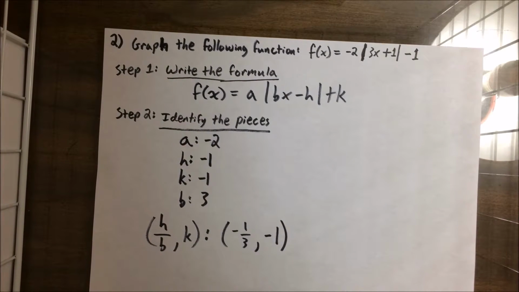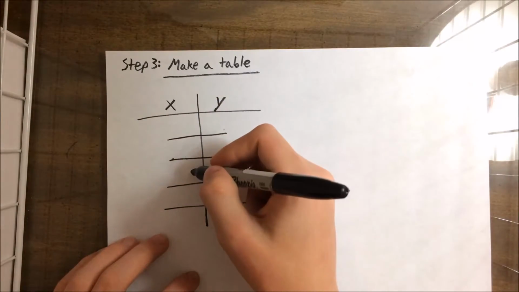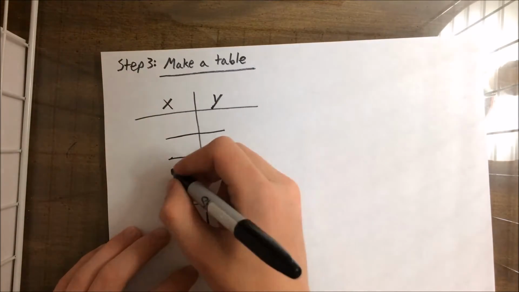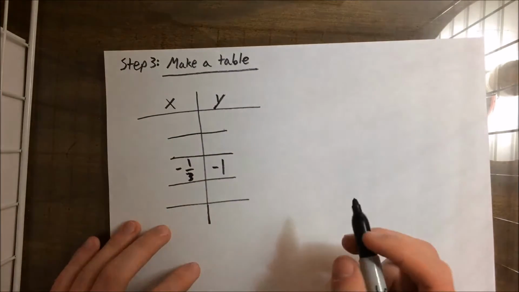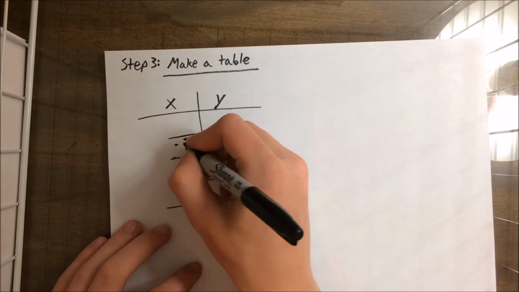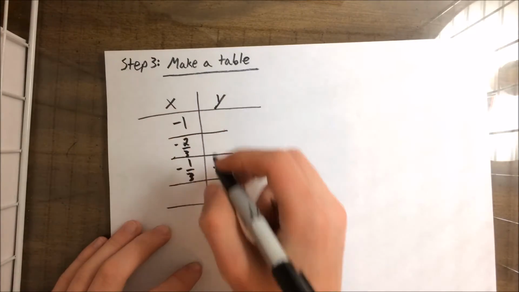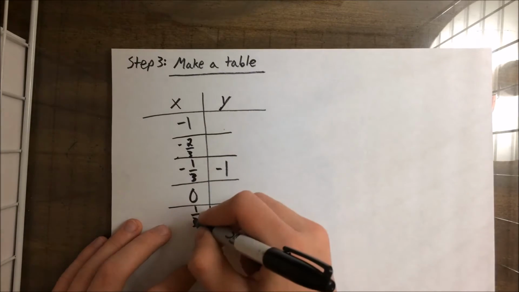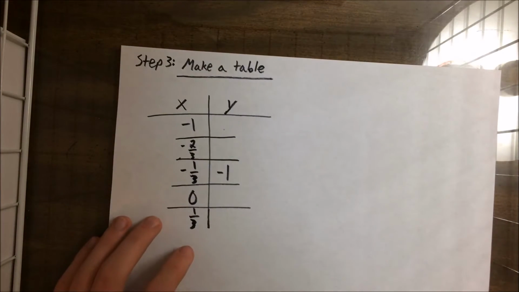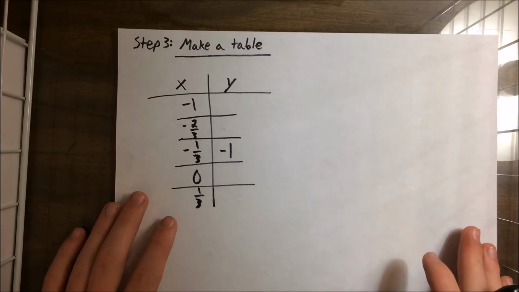Okay, let's move on to step 3. In step 3, as before, we're going to make a table. So let's go ahead and plug our vertex into the middle portion, so negative 1/3 and negative 1. I'm going to go with negative 1, negative 2/3, and 0 and 1/3, just to keep things at even intervals.